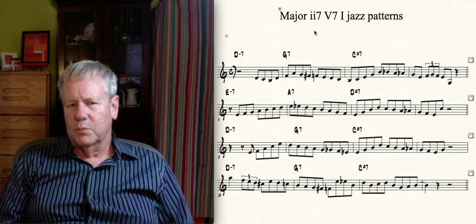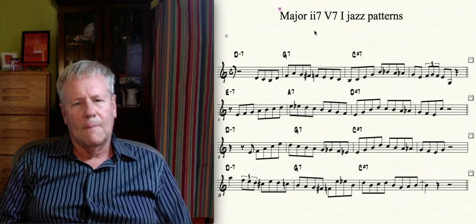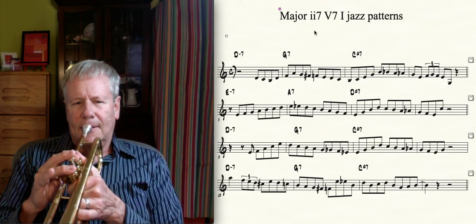So I'm just going to play a minor 7th chord up from the tonic and a bebop scale down. The minor 7th chord is going to be on beat 3, and then I'm going to be counting 3 and 4 and 1 and 2 and 3 and 4. 1, 2.